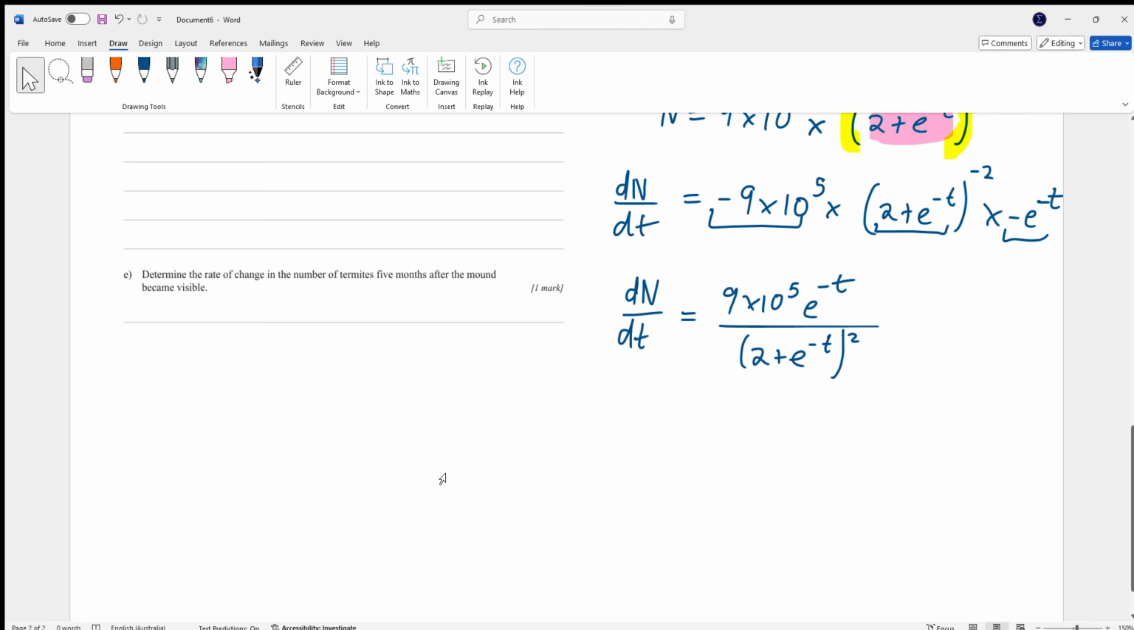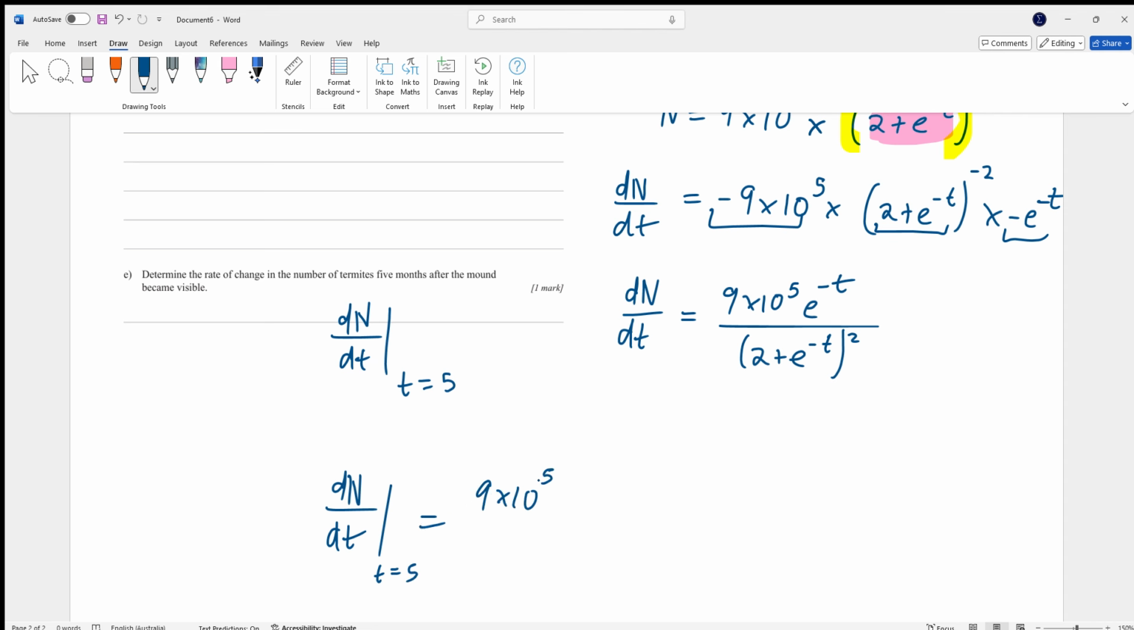Now here I'm assuming E is going to be using this in some way or another. So E, determine the rate of change in the number of termites 5 months after the mound became visible. So here all they're asking is what is the derivative when t equals 5. So here we're just going to chuck in t equals 5. So dN/dt when t equals 5. Wherever you see that t, you just chuck in 5. So we have 9 times 10 to the 5 times e to the negative 5 over (2 plus e to the negative 5) all squared. And then we chuck that roughly into our calculator because we're not going to be able to work that out by hand in this question.